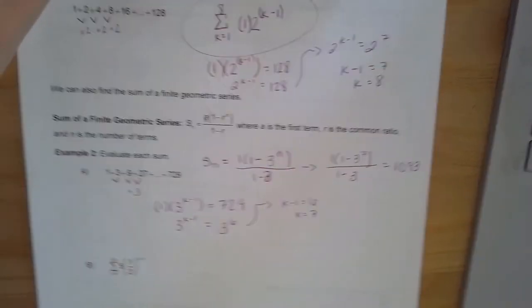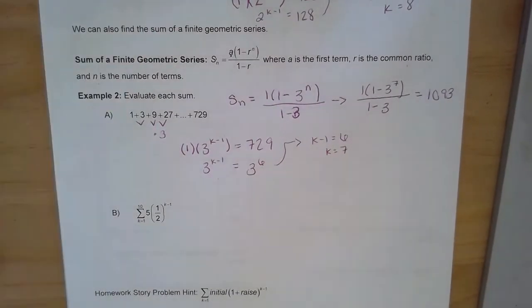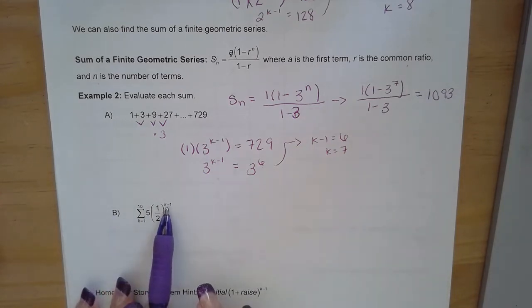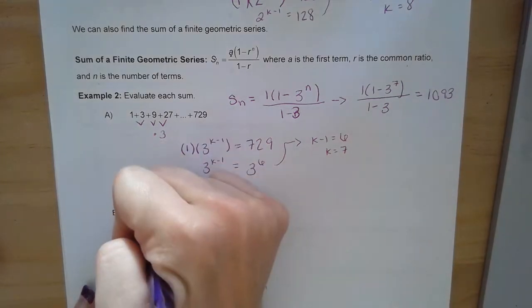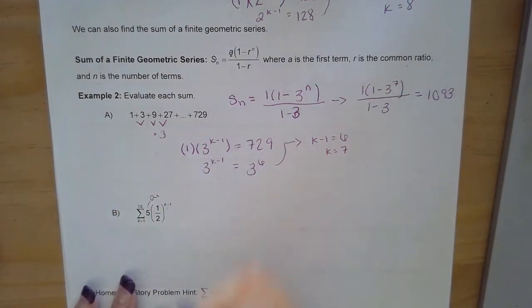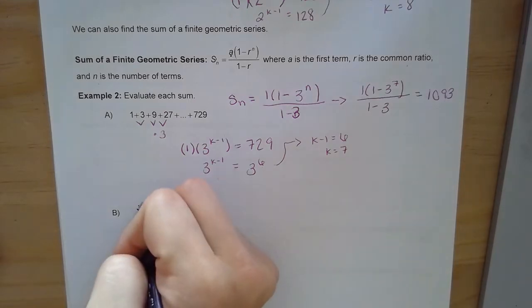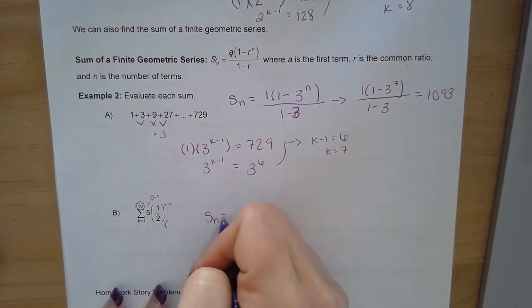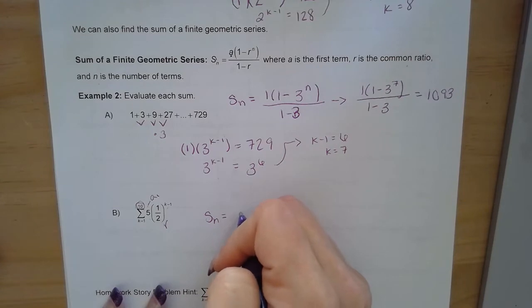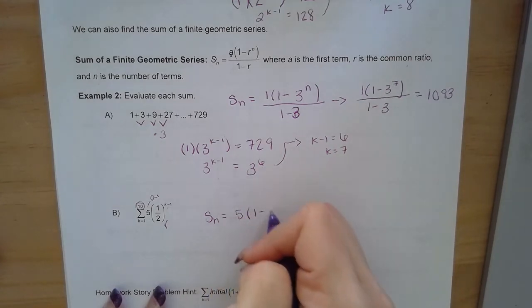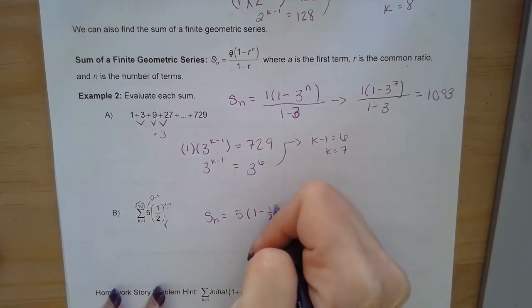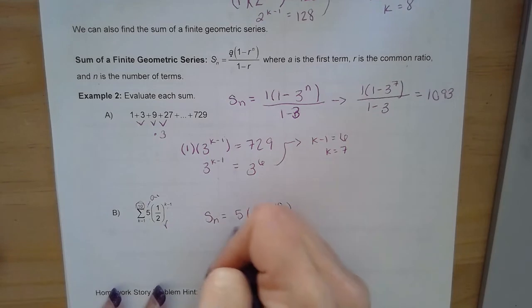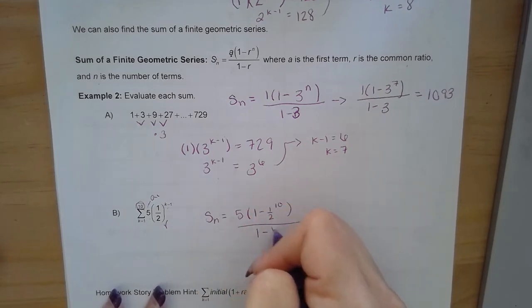Alright, in the next one, instead of starting out with the sequence, we're going to start out in summation form. Remember what these symbols are. What I want to acknowledge right now is this is k minus 1. So what does that 5 mean? That 5 is that first term, that a sub 1, and that 1/2 is the ratio. And of course, 10 would be how many terms there are. So let's put them in our formula. We get S sub n equals 5 times 1 minus 1/2 to the 10th, all over 1 minus 1/2.